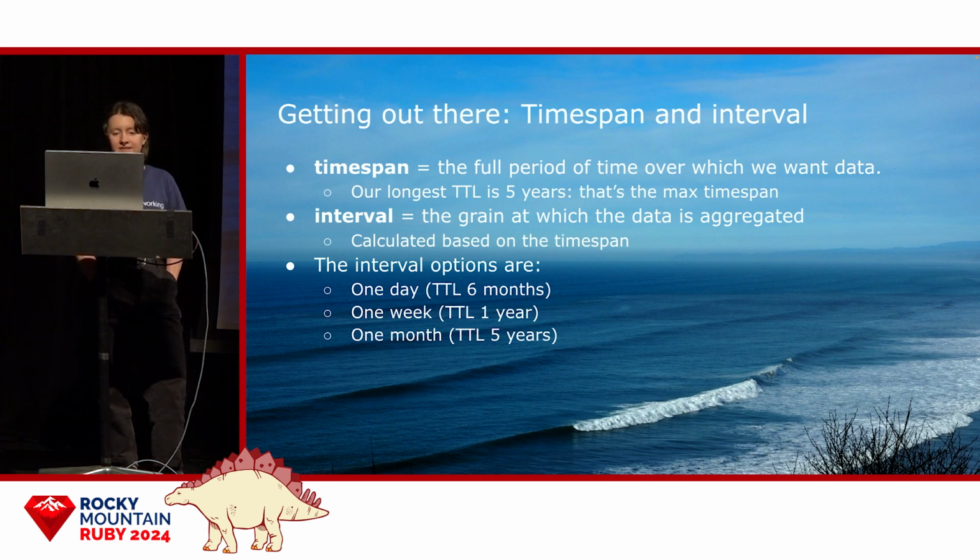For a time span between 6 months and 1 year, we'll return weekly data. And for any time span between 1 year and 5 years, we'll return monthly surf data. And we'll validate that the user is not allowed to query the API endpoint with a time span greater than 5 years, since all data is dropped after that point.